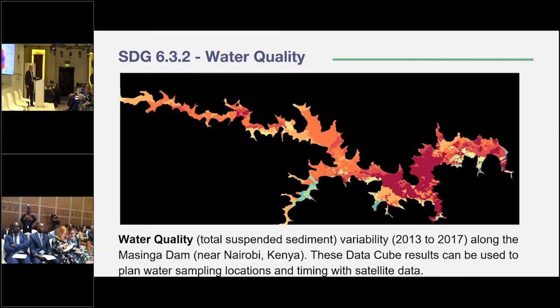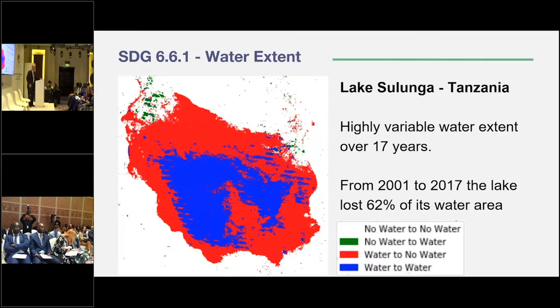So how about water extent? I would call this one probably the easiest SDG that we can do with the data cube. But the way we do this is you must look at the time series. So I go through the entire time series, and what I'm asking is, for this particular pixel, about the size of this room, what is the fraction of time this pixel was water over the time history?